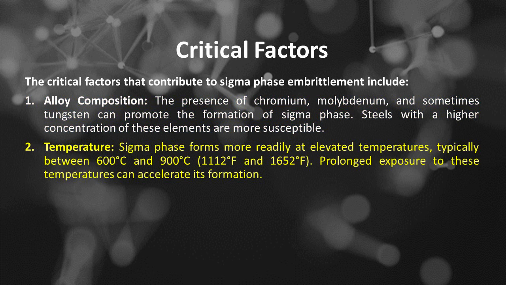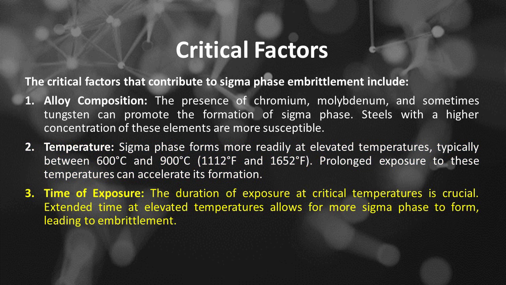Number 2 is temperature. Sigma phase forms more readily at elevated temperatures, typically between 600 degrees Celsius and 900 degrees Celsius, or 1112 degrees Fahrenheit and 1652 degrees Fahrenheit. Prolonged exposure to these temperatures can accelerate its formation. Number 3 is time of exposure. The duration of exposure at critical temperatures is crucial. Extended time at elevated temperatures allows for more sigma phase to form, leading to embrittlement.